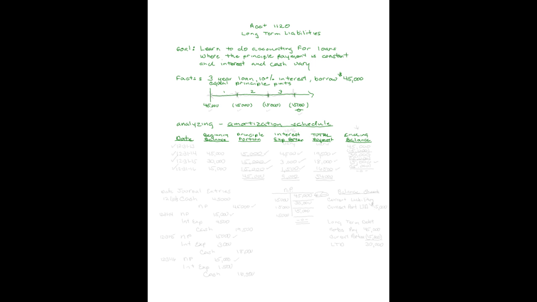First, we start with borrowing the money, and let's start our loan on 12/31/13 when we borrow $45,000. And so there's our first line of the amortization schedule. We're currently right here.